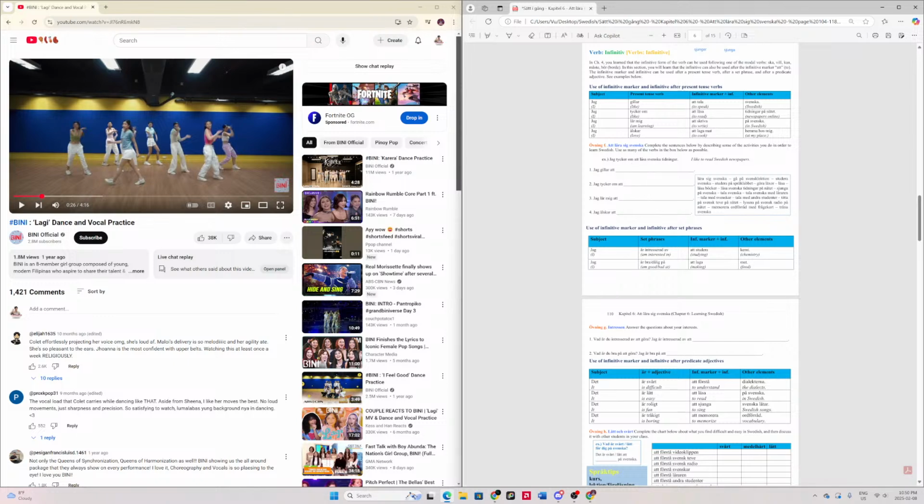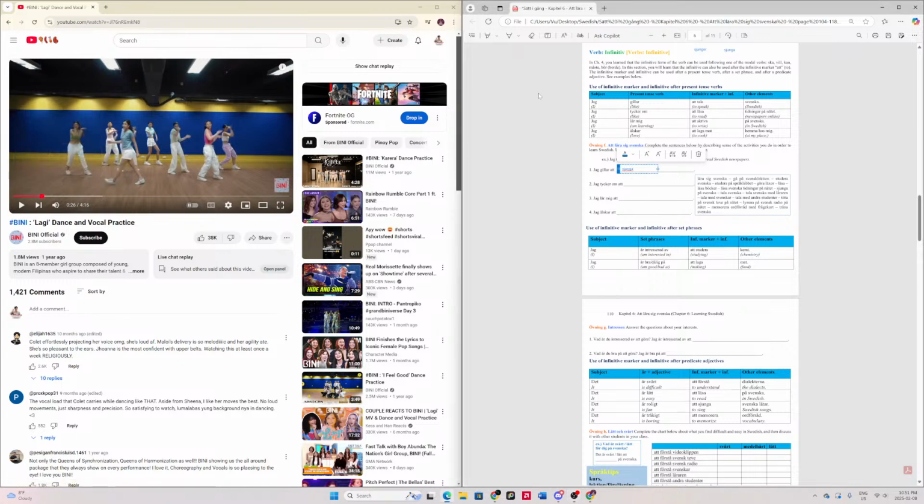So, jag gillar att sjunga. Att is an infinitive marker. So att will always make whatever verb comes after it infinitive. So we're going to take that information and use jag gillar att sjunga. Sjunga. So there we go. Jag gillar att sjunga. I like to sing.